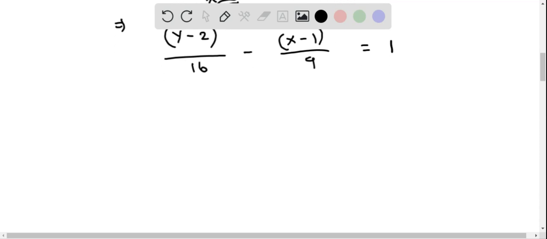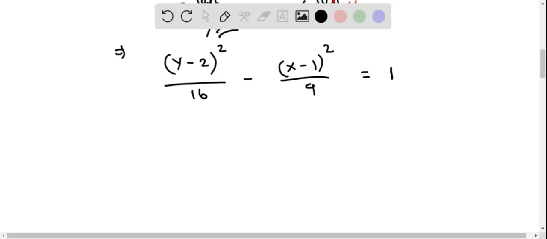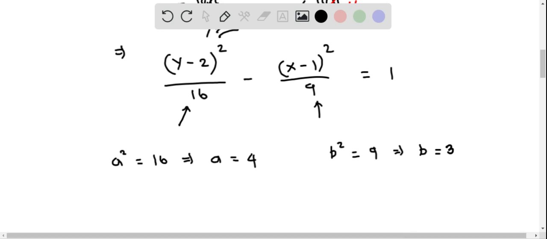Now this is the standard form of a hyperbola conic, which is a hyperbola which opens at the top as well as at the bottom, and this one basically represents the length of half the transverse axis, that is a squared equals 16, and this implies when we take the square root on both sides we get a equals 4, and this one basically represents b, that is b squared equals 9, and so taking the square root we get b equals 3.